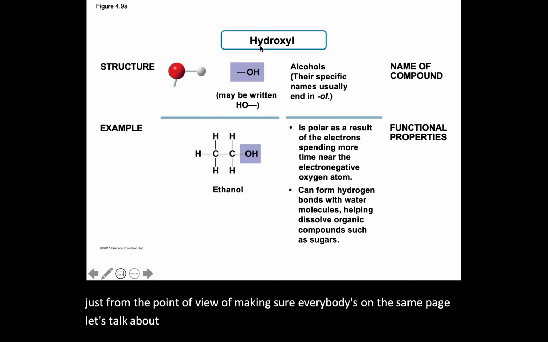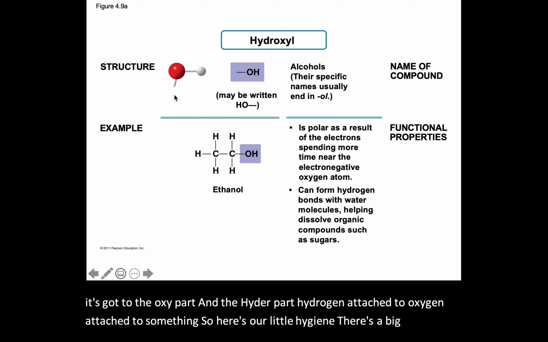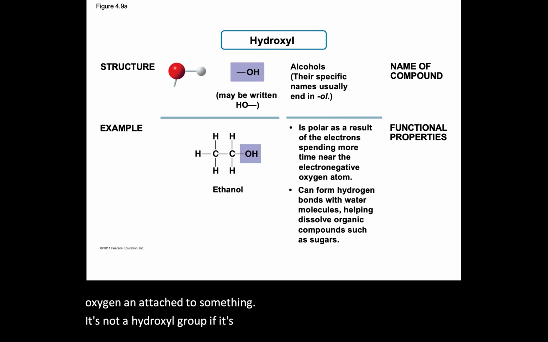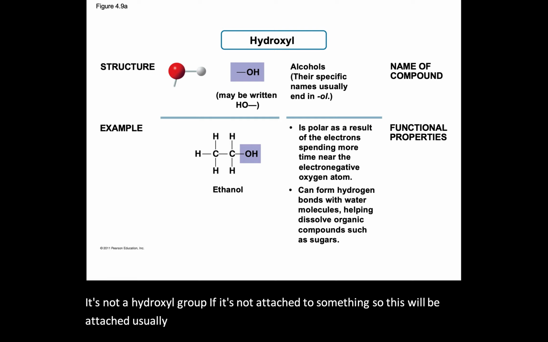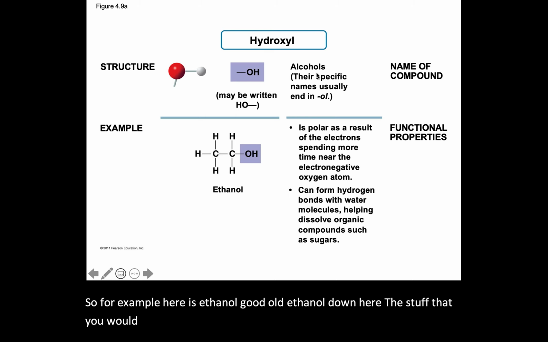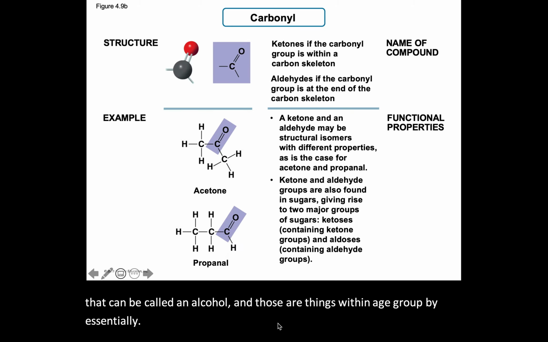So the first one is a hydroxyl group, and it's got H and it's got O, the oxy part and the hydr part. Hydrogen attached to oxygen attached to something. So here's our little hydrogen, there's our big red oxygen, and attached to something. It's not a hydroxyl group if it's not attached to something. So this will be attached usually to a carbon, but it could be attached to all kinds of atoms. So for example, here's ethanol, good old ethanol down here. The stuff that you would call alcohol, this is actually just one of the many chemical things that can be called an alcohol. And those are things with an OH group, essentially, right there.